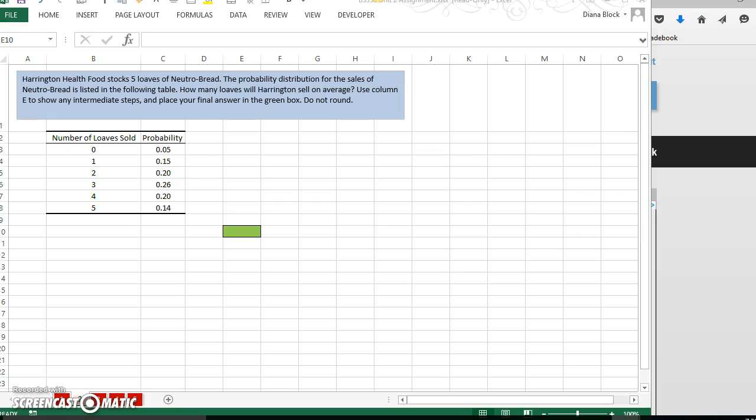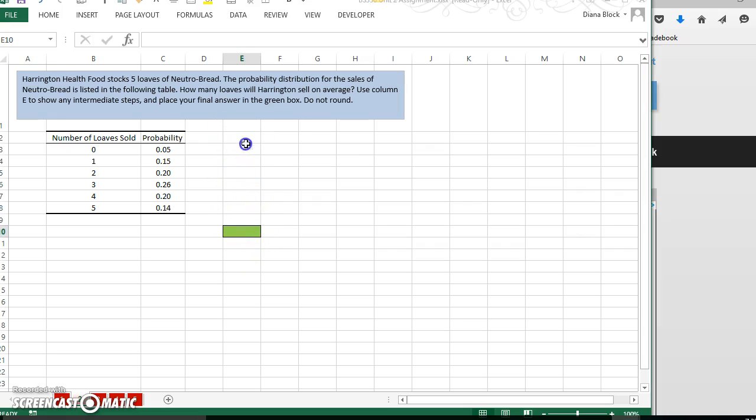So we have a probability of 5% that we will sell no loaves. We have a probability of 15% that we'll only sell 1. And a 20% probability that we'll sell 2. So you get the idea. On our transactions, we have various probabilities that we might sell a certain number of loaves. So what we want to do is take this the next step and determine, based on these probabilities of selling a certain number of loaves, what's our average sale? What is our expected sale?